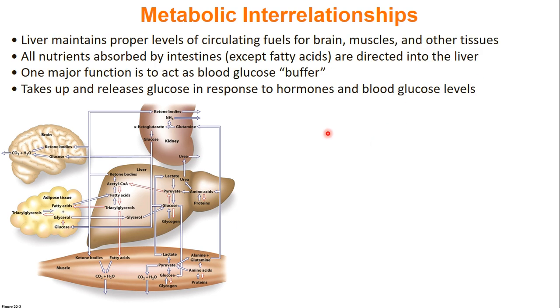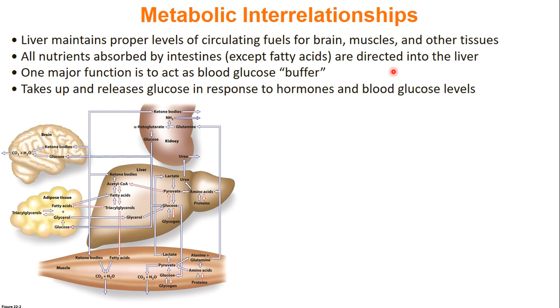Let's look at the liver, and the liver is kind of the main hub for all metabolism. It makes sure that all our levels of fuel are correct for your brain, your muscles, and your other tissues. This is really directing everything, so it's kind of important that you take care of your liver. All nutrients that are absorbed by the intestines, except for your fatty acids, will go to the liver. We looked at what happens with fatty acids in our fatty acid chapter.